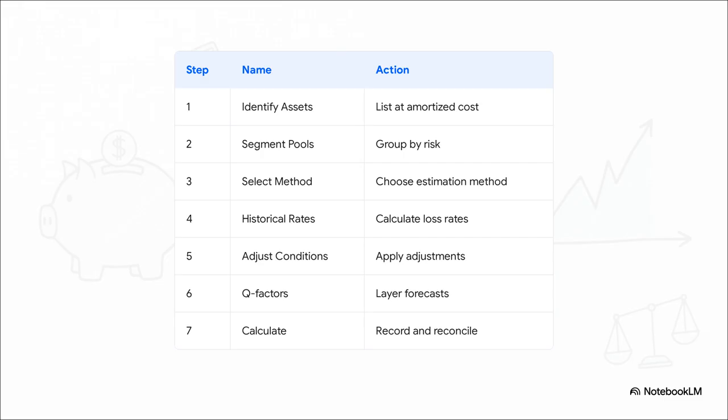Then, step 2, segmenting those assets into pools based on similar credit risk characteristics. Step 3 is picking the most appropriate estimation method for each of those pools. Maybe it's an aging method or maybe a discounted cash flow method. Step 4, you develop historical loss rates from your company's own write-off data, ideally spanning a full economic cycle. Step 5 is adjusting for current conditions, comparing the environment from when your historical data was generated to what's happening right now. Step 6, we apply qualitative factors or Q factors along with forward-looking economic forecasts. And finally, step 7, you apply your adjusted rates, book the adjustment, and reconcile. It's a really logical, continuous flow. But for today, we are focusing our magnifying glass directly onto step 2.